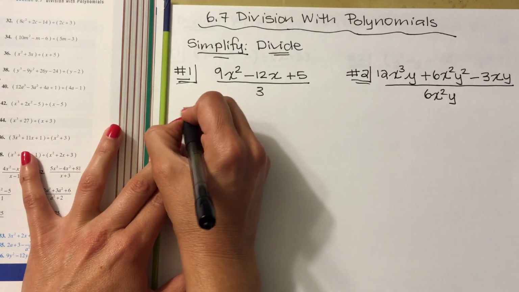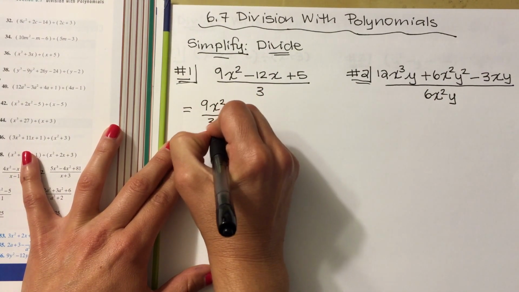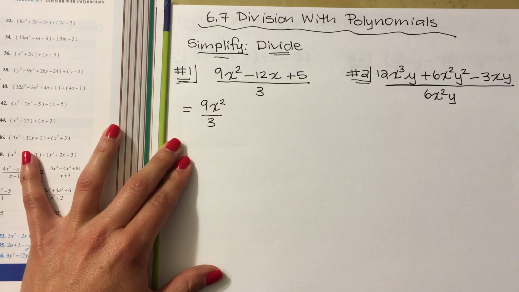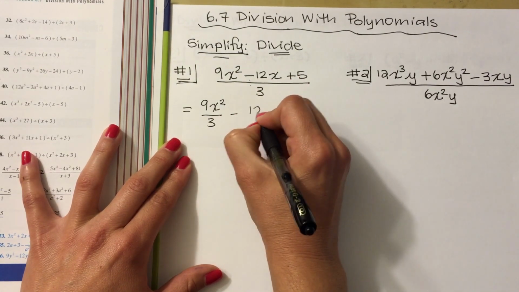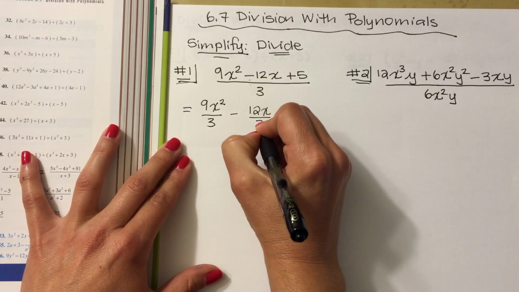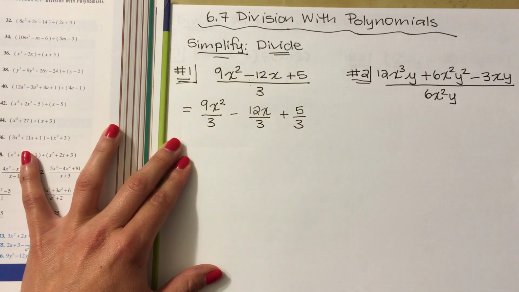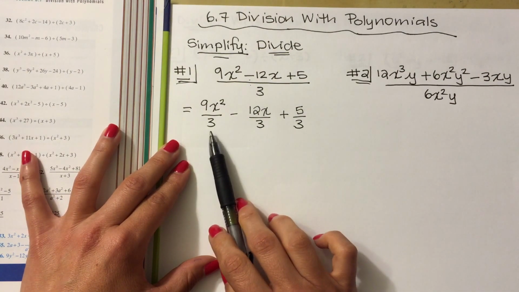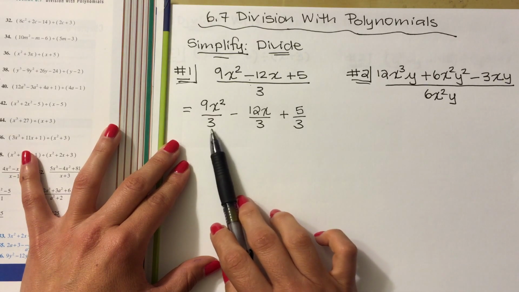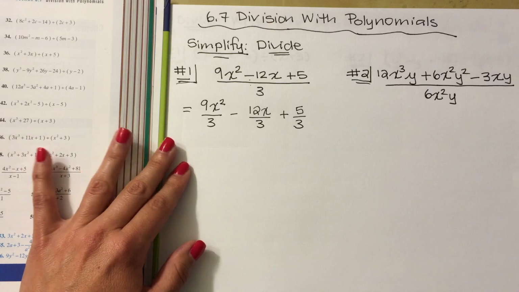So we would have 9x squared divided by 3. And then I just recopy the same signs, right? So minus 12x divided by 3 plus 5 divided by 3. So I basically kept everything the same. I just took the problem, broke it up into three fractions, and divided every term by 3. And then all we do is reduce and simplify.